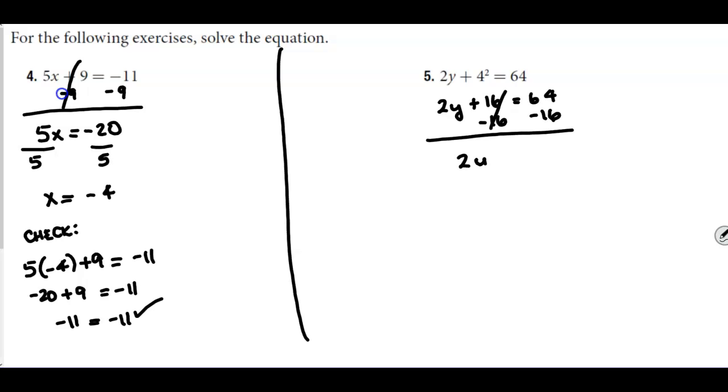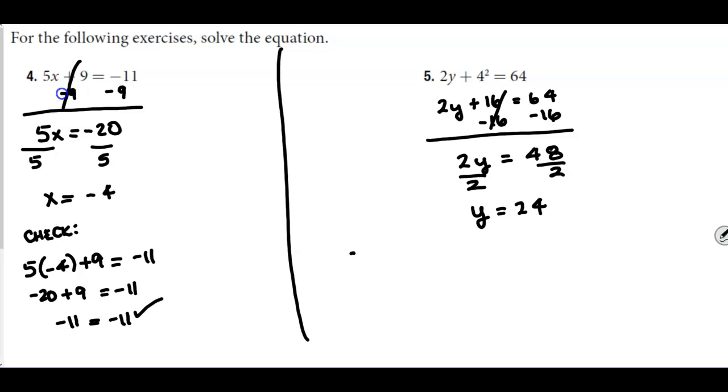So now we have 2y, which is equal to 48. And then divide both sides by 2, and y is going to equal 24.